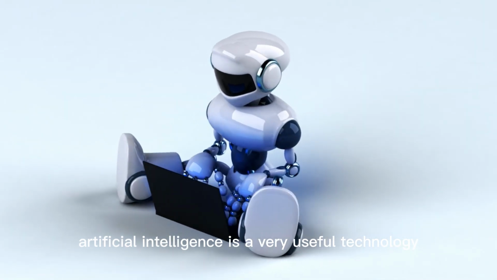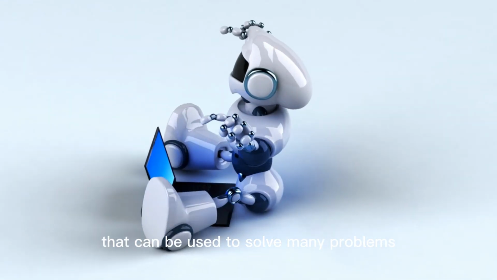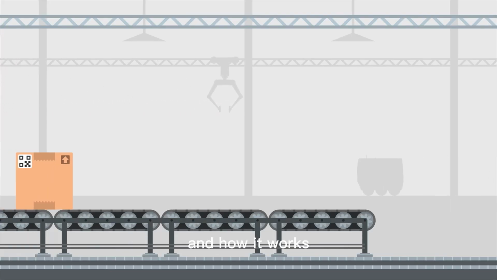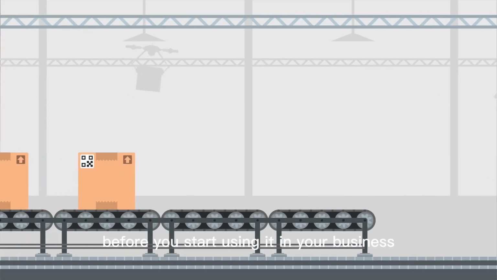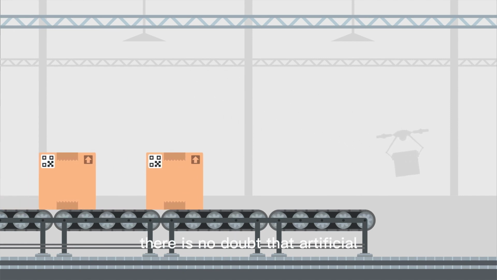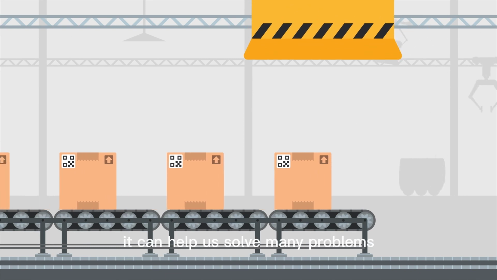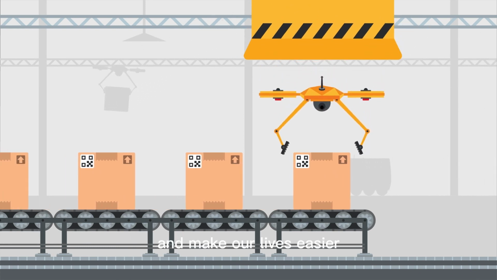Artificial intelligence is a very useful technology that can be used to solve many problems. It's important to understand what AI is and how it works before you start using it in your business or industry. There is no doubt that artificial intelligence will be a very useful technology in the future. It can help us solve many problems and make our lives easier.